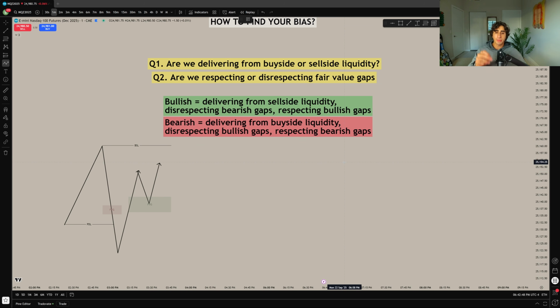Okay, and then if I'm going to be bearish, I'm going to ask myself the same questions, right? So are we delivering from buy side or sell side liquidity? Well, if we have a move like this, we're going to be delivering from what? Buy side liquidity, right? So boom, this is your buy side liquidity pool here. We're going to be sweeping out these highs, and then we're doing what? Well, we're probably creating some sort of bullish gaps along the way when we sweep out this buy side liquidity.